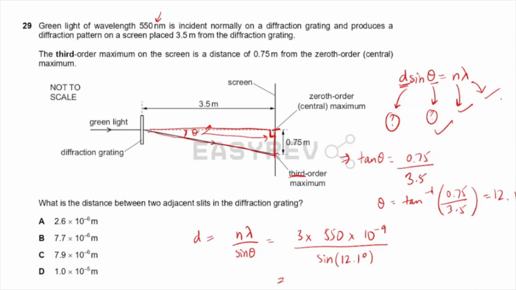And the value we get is 7.87 times 10 raised to the power minus 6 meters. Rounding this off to two significant figures, we get 7.9 times 10 raised to the power minus 6 meters. And so we arrive at C. Alright, that's great. Now moving to the next part.